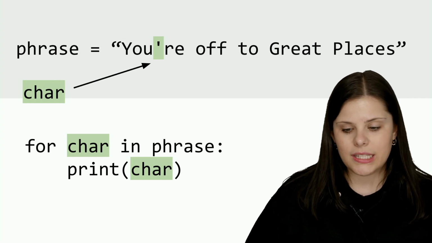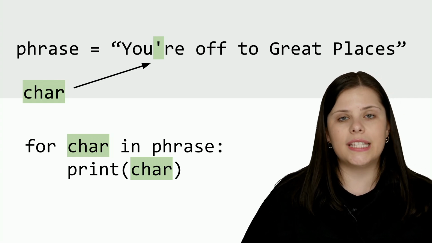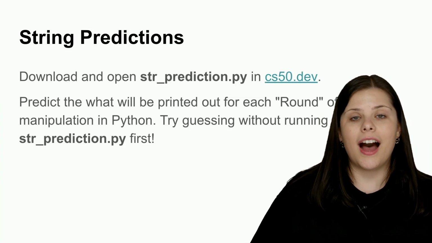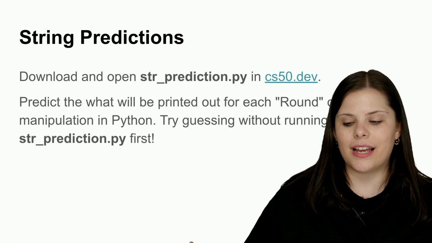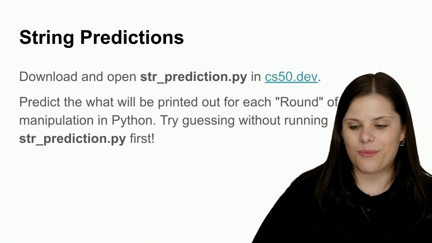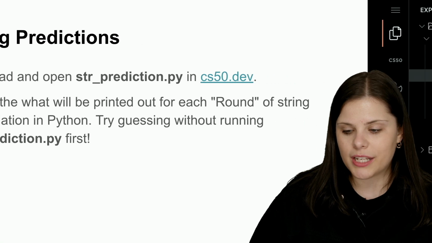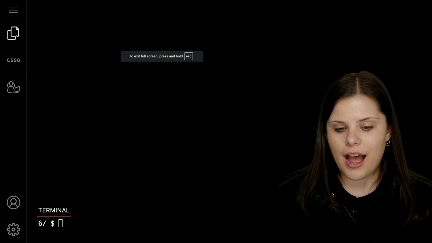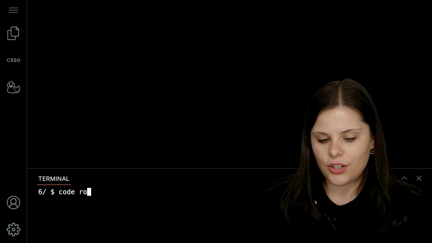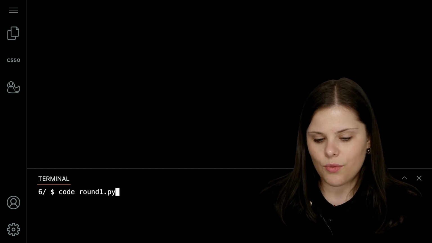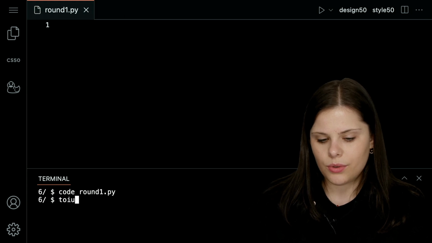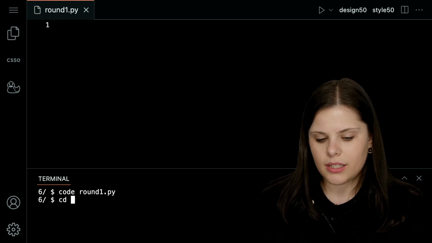Well, that was a lot of information. So now let's see it in practice and play around with some string predictions, right? We're going to have some for loops, and we're going to figure out what each of them prints out. So let's move to CS50.dev, where I have pre-made some files that we're going to play around with. And let's start with round 1. So, oops, that's not what I wanted to do. Let's see, cd.